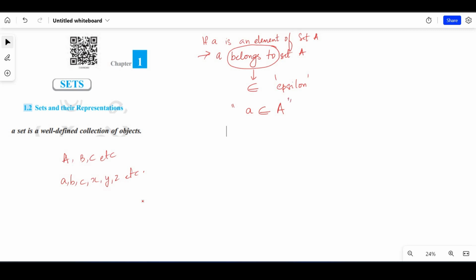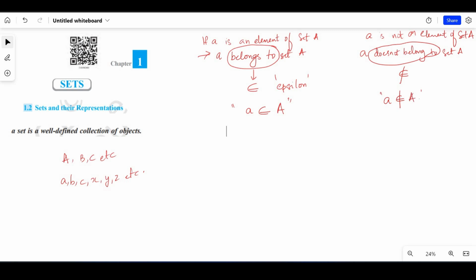Now if, for example, a is not an element of set A, then we can say a does not belong to set A. This does not belong to can be represented as this epsilon with a strike over it. So we can write, if a is not an element of set A, a does not belong to the set A.